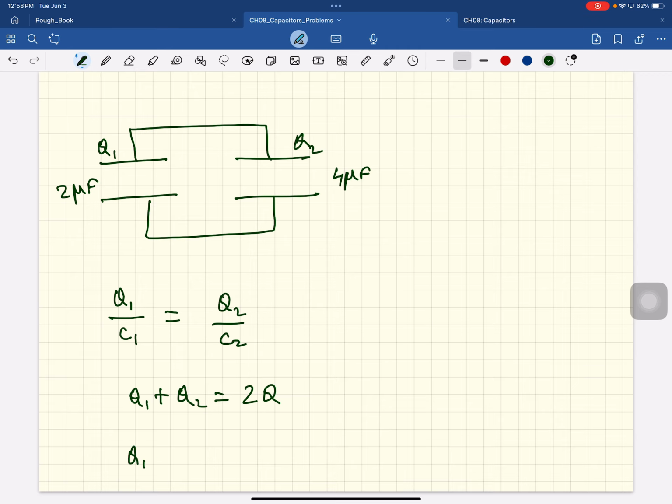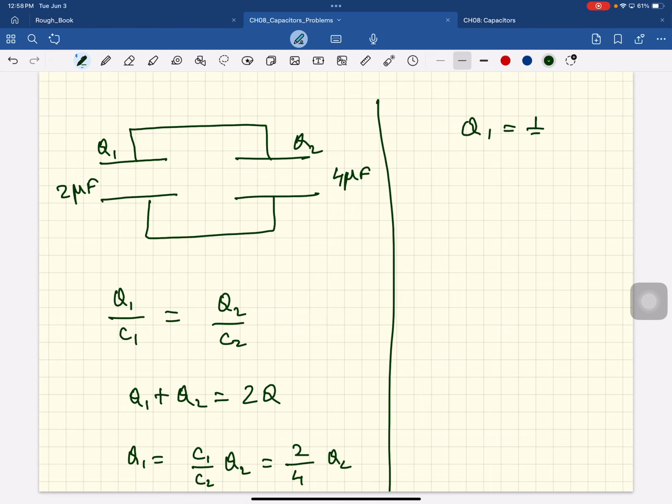So Q1 is C1 over C2 Q2, which is 2 over 4 Q2. So Q1 is 1/2 of Q2. Okay. So initially they were equal, and a third of the charge from one of them, from the 2 microfarad capacitor, goes over to the other capacitor.